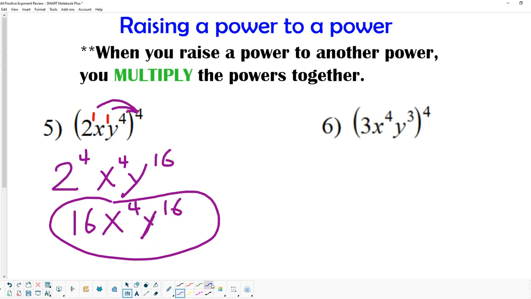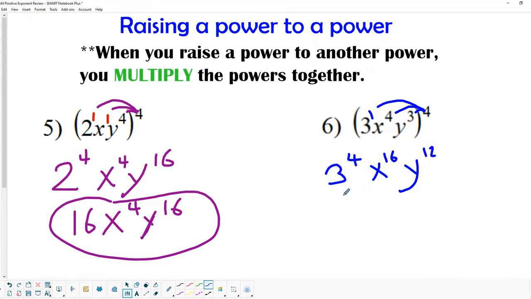Okay, on this next one, we've got 3 to the 1st power, x to the 4th, and y to the 3rd. So we're going to multiply that 4 that's outside of the parentheses by each one. It's kind of like the distributive property, isn't it? But in this case, it's the raising a power to a power property. So 4 times that 1 would be 3 to the 4th. 4 times that 4 would be 16, so x to the 16th power. And 4 times that 3 would be 12. So y to the 12th power.